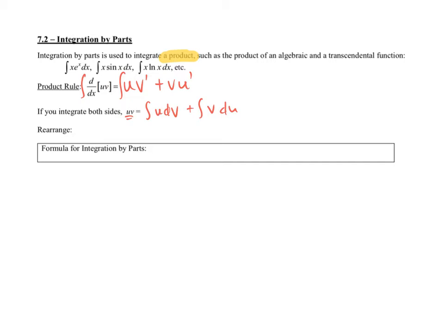And if I rearrange this formula now, I'm going to get the formula for integration by parts, which is a formula that you should memorize. So the integral of u dv is going to equal u times v minus the integral of v du. And that's the formula that I'm going to copy here into our box. So the integral of u dv is equal to uv minus the integral of v times du. And this is a formula that you should memorize.